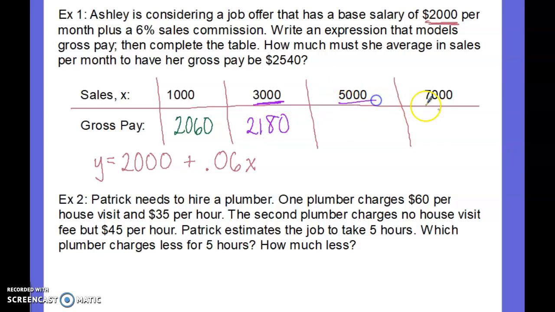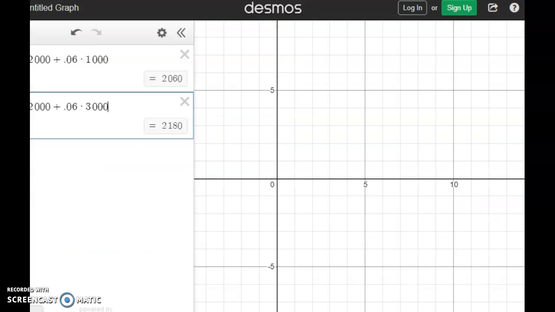So we're going to do this again with 5,000 and 7,000, so I don't have to go back and forth. At 5,000 she makes $2,300, at 7,000 she makes $2,420.